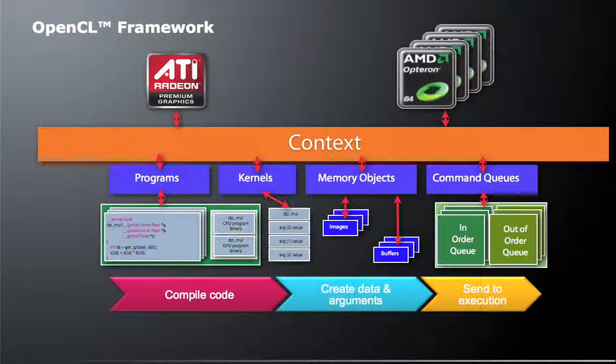Once we've compiled our code and created our kernel objects, now we need to create some memory. So we're going to create memory objects, and you might be creating images or just buffers. Sometimes you might only do images, sometimes you might do buffers, sometimes you might do both. Once we've created some data, we have our kernels to execute. We're going to use command queues to enqueue work to our different devices.